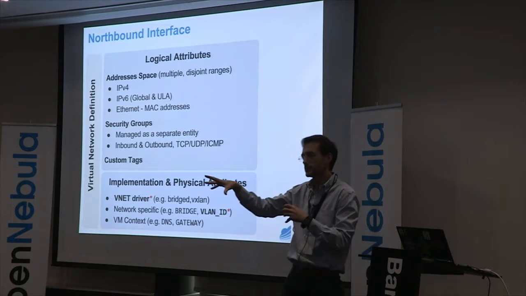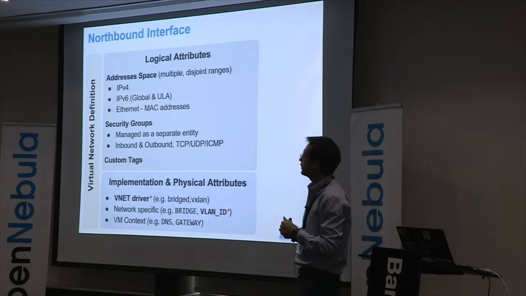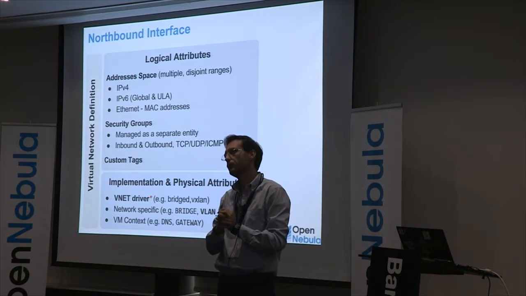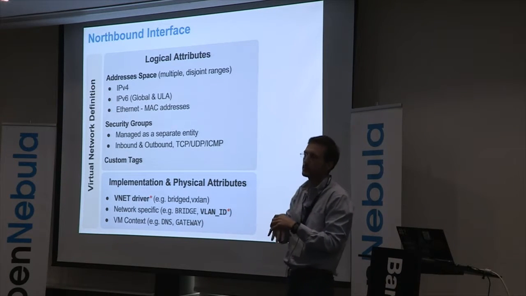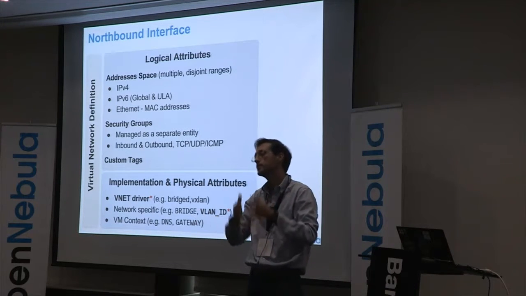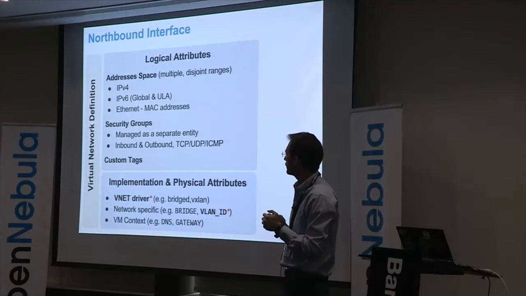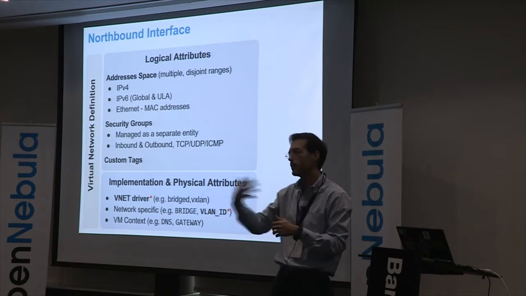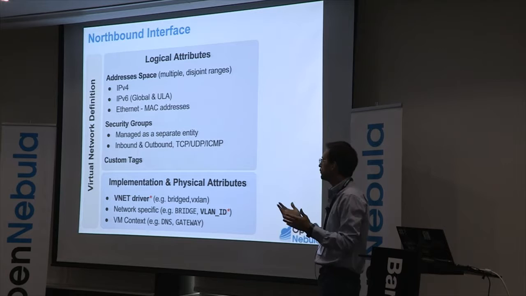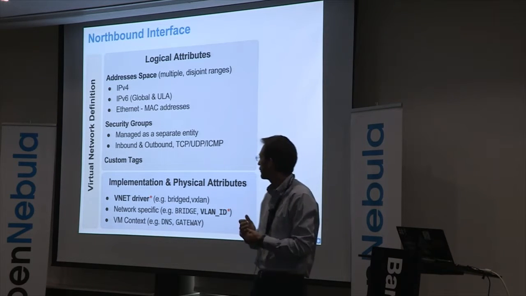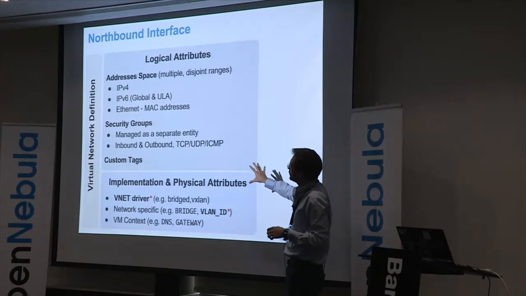So when you create a virtual machine, it's going to take one of these addresses for its interfaces. You can also define security groups to impose filtering rules in the virtual machines. Those are managed as a separate entity, so you can list your security groups, create new ones, and once they are created, you can attach them to the virtual networks to define filtering rules for inbound traffic, outbound traffic in different protocols, ports, what you commonly expect from a security group. And then you can put custom tags, right? That's for the logical attributes.